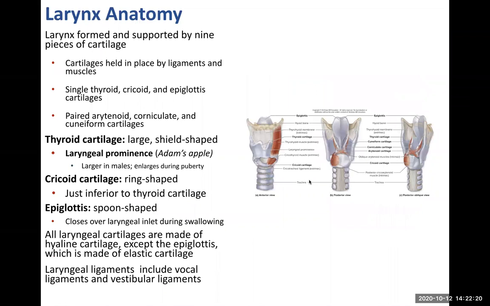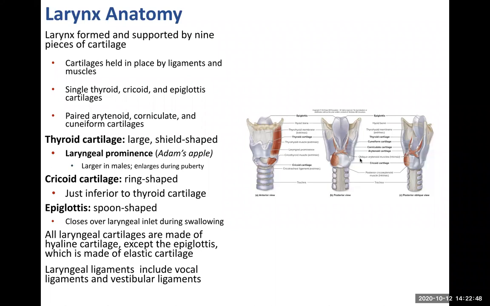Okay, so when we look at the anatomy, the larynx is formed by 9 pieces of cartilage. I don't expect you to memorize all of the pieces of cartilage. I want you to understand the basics as I'm going to go over them. I'm talking about for lecture. Lab is a little bit different. In lab, you need to be able to physically identify the various parts.